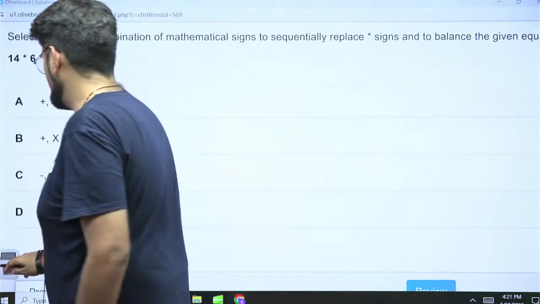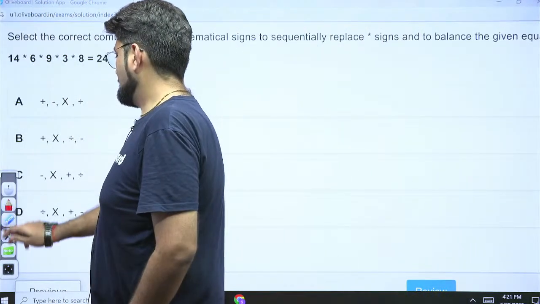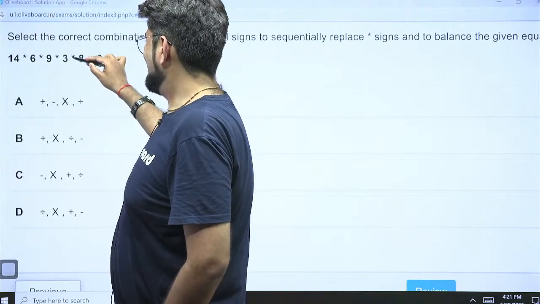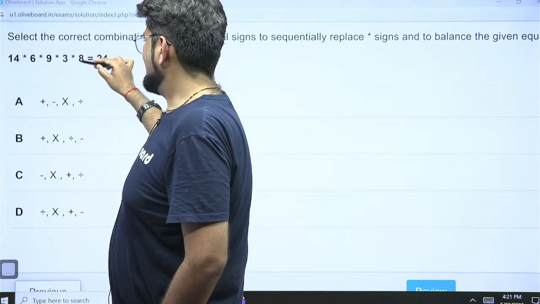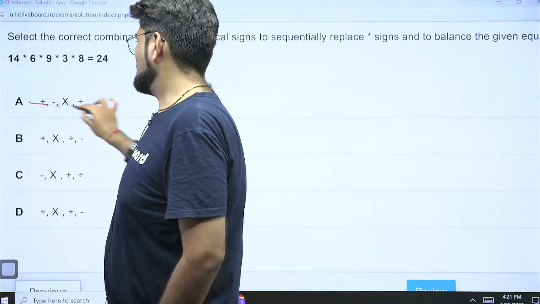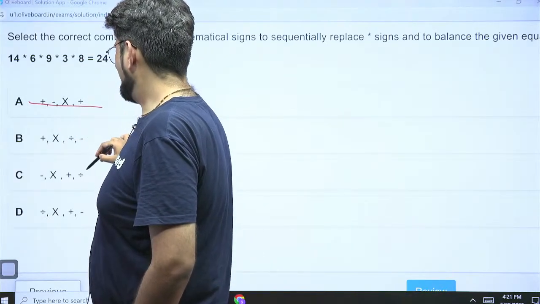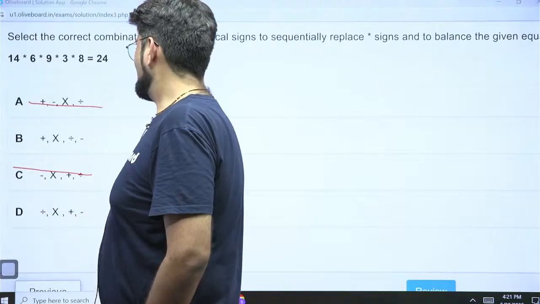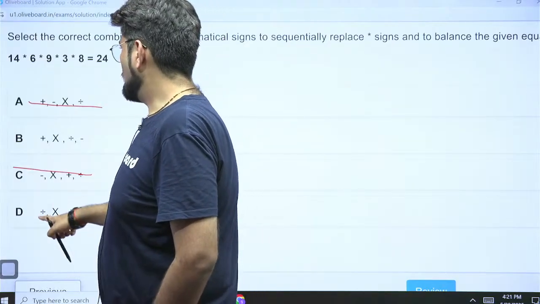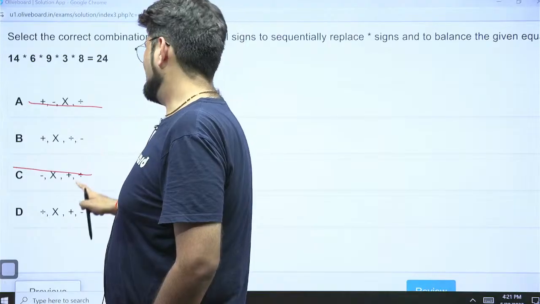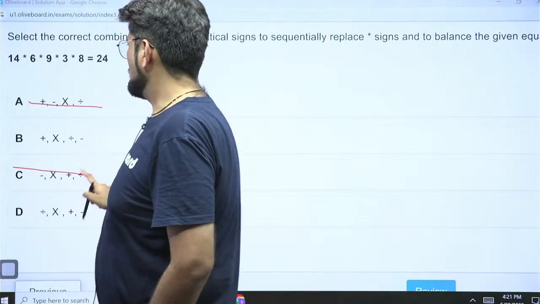Okay, we have a division here. Let's look at that. Division is here in the end. 3 divided by 8 into 9 does not make sense, gone. 9 divided by 3, okay, this is still not making sense. And 14 divided by 6 into 9, so 3, yeah, this is also making sense. So you'll have to check for both of them.